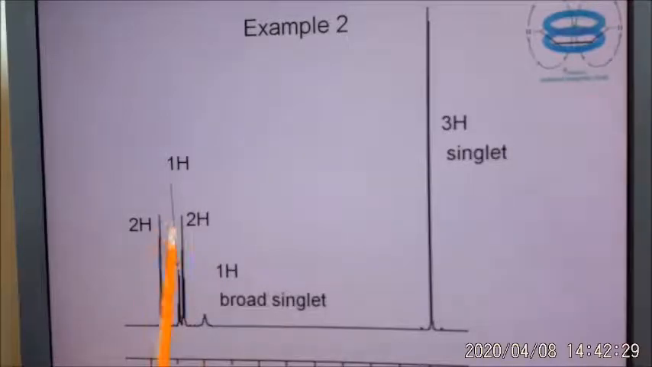Between 7 and 8, we see here 1, 2, 3, 4, 5. So we're going to say this is in my aromatic. I have an amide, 1 proton, and a methyl. So this is going to be an N-methyl benzamide.